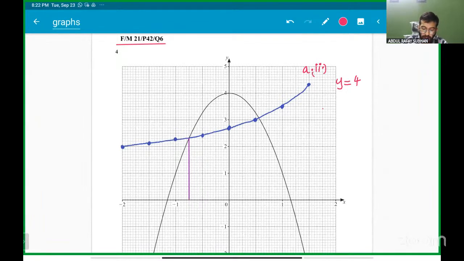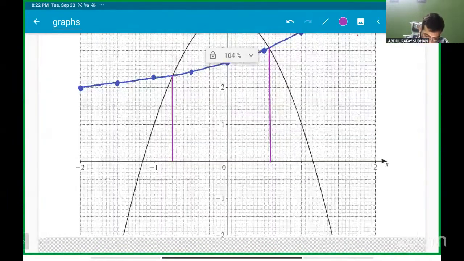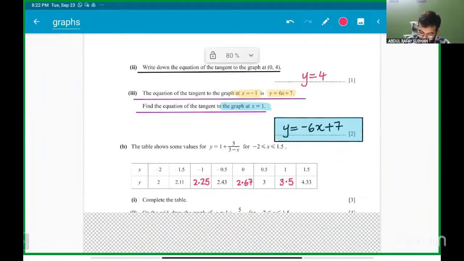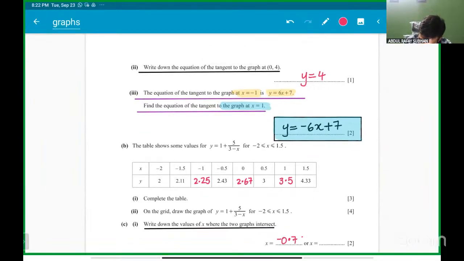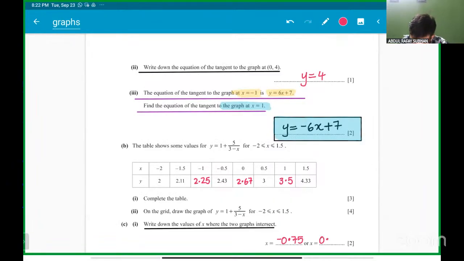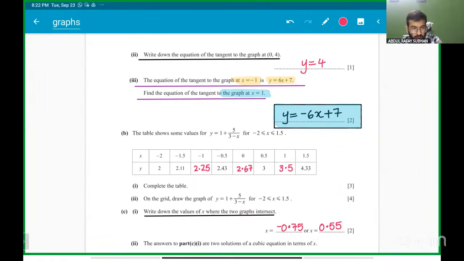For part C, the black and the blue line are intersecting basically at this point, the purple one and this one as well. So we have to check with the marking scheme whether we are on the right track. One of them is coming -0.75, which should be correct. And the other one will be around 0.55 or 0.6. Please have a look at the two solutions that I have got.